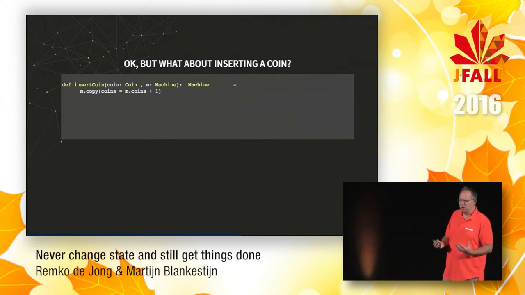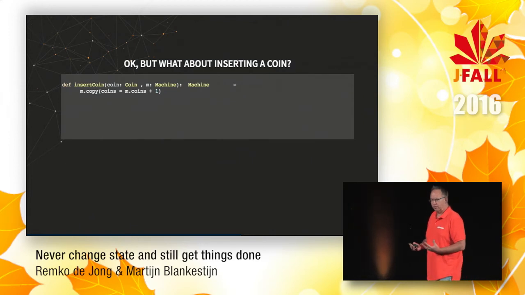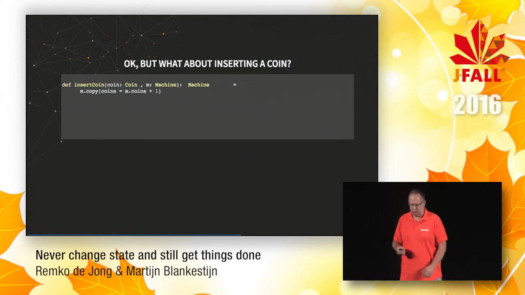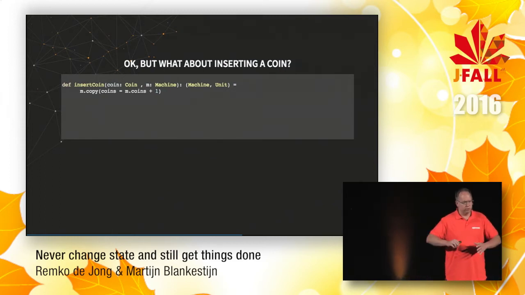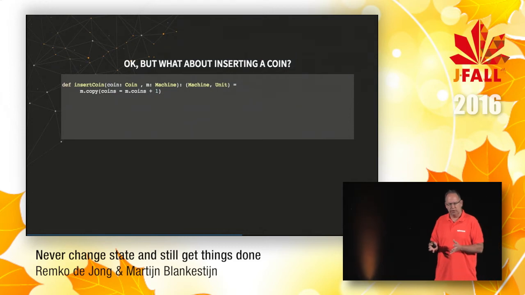But what about inserting a coin? That doesn't even look like the function of a state to a state value. Well, we can twist it a bit. We can say, well, insert coin doesn't return a value. And as I said in the first part, that's basically saying it returns unit. So it returns a tuple of machine and unit as its output.